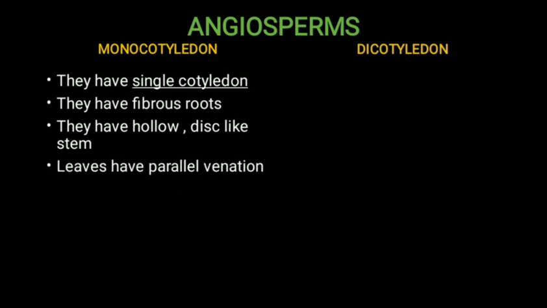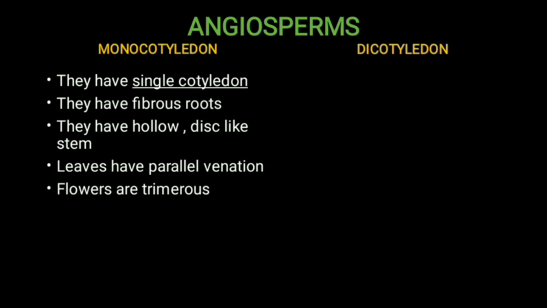Leaves have parallel venation. Venation means what? The veins which are present on the leaf. You can see the branching-like structure, small veinlets, on the leaf. If you see the leaf carefully, you will be able to see those veinlets or veins. So that is called venation. Here there is parallel venation, means the veins don't intersect each other. That is called parallel venation.